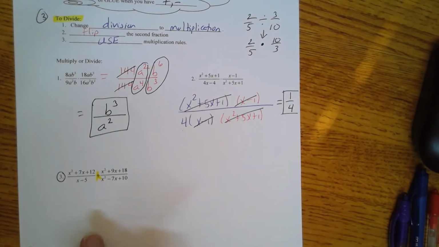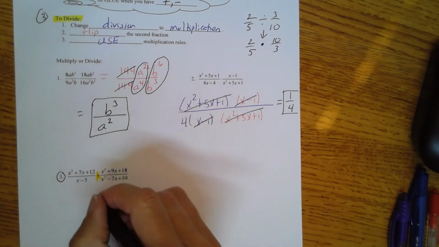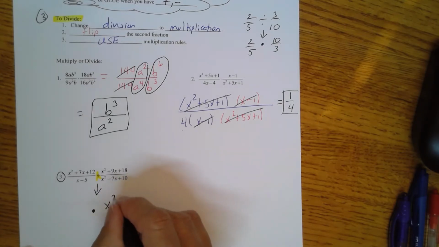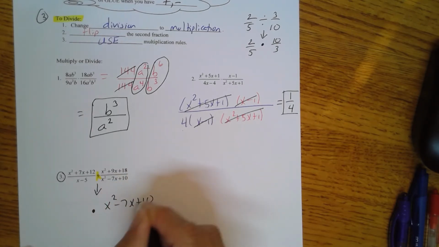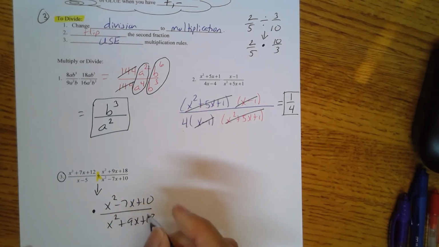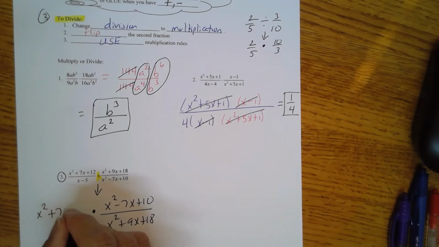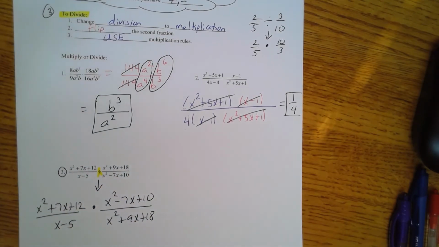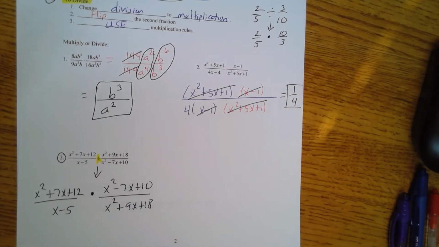So on number 3, I'm going to let you try it out, and I will give you the answer. But what I want to show you first is to change division to multiplication, and we have to flip our second fraction. So we're going to change division to multiplication, flip the second fraction, but leave the first fraction unchanged. And then all you've got to do is factor everything you can factor, and then divide out any common factors that appear on top and bottom. So I'm going to tell you what's left.